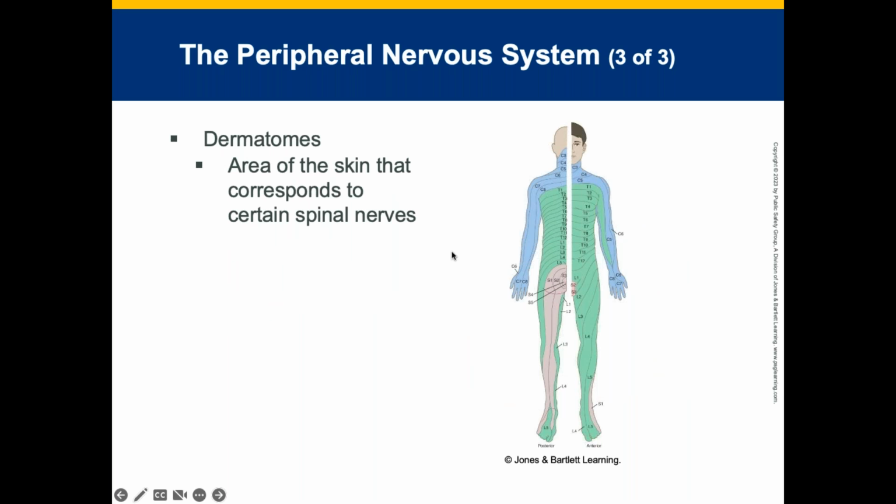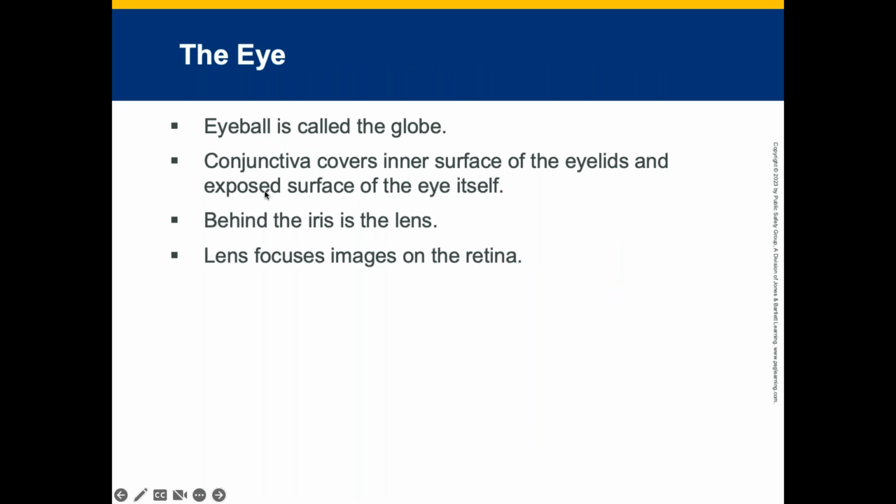Dermatomes are pretty good to have an understanding about as well, which area of the skin corresponds to certain spinal nerves. So we do different testing. Like if I poke down here, you should be able to feel pain as well moving through. So this is more of your dermatome. We'll cover more of that in, again, neurology.